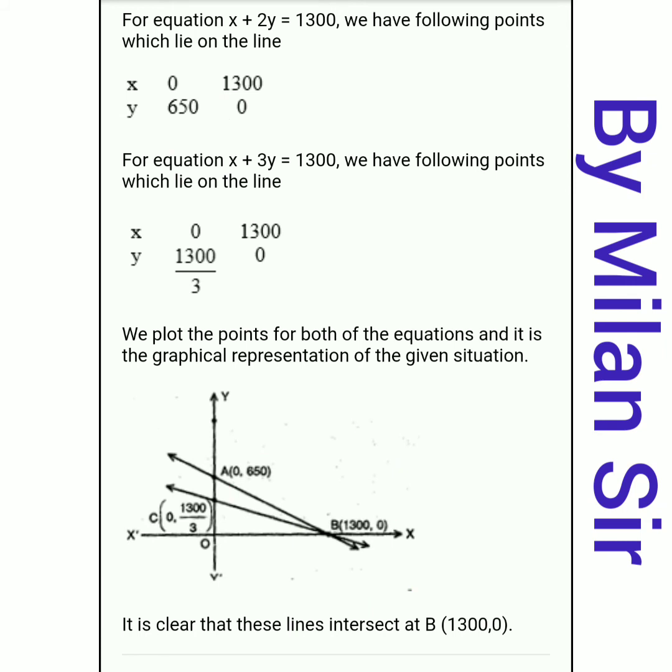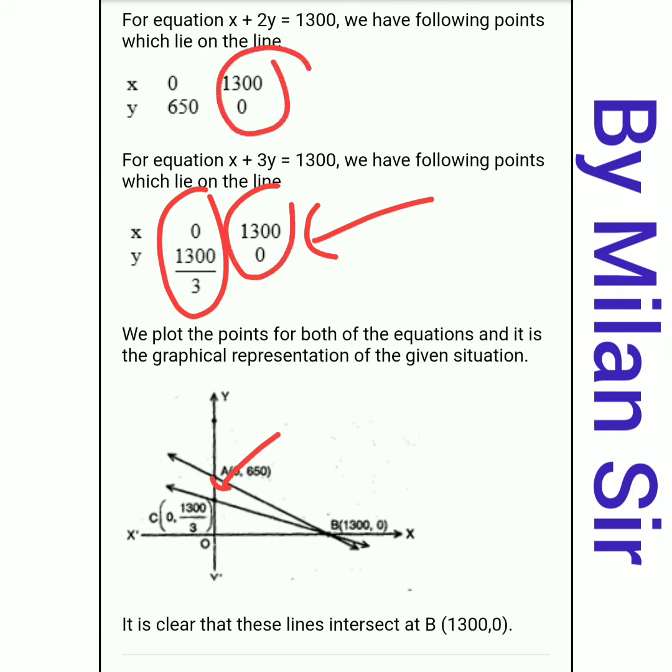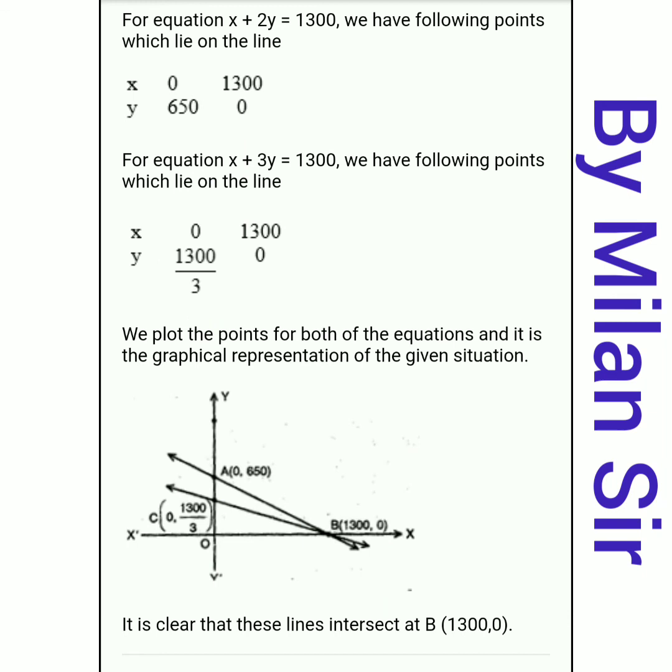Now draw the second line. For that we want the coordinates of points which lie on the second line. Here the first point is 0 and 1300 by 3. Now the x coordinate is 0, so this point lies on the y-axis here. The second point is the same as in the first line, 1300 and y coordinate 0, so it lies on the x-axis here, right? Now draw the second line. It looks like this. So this is the graphical method.